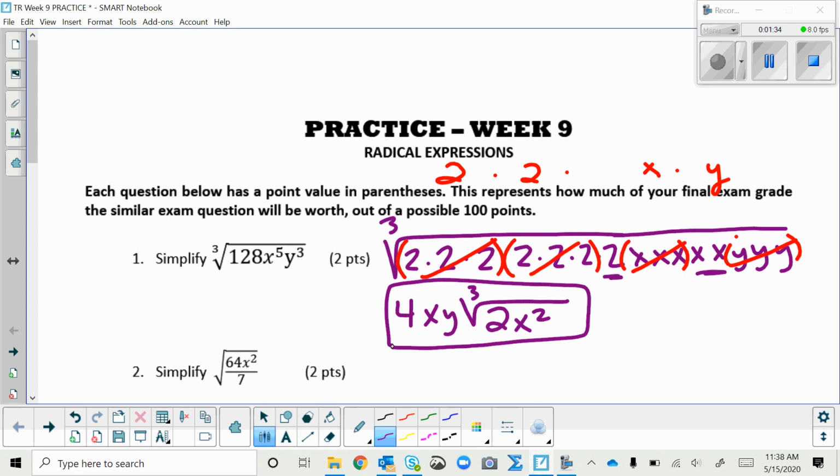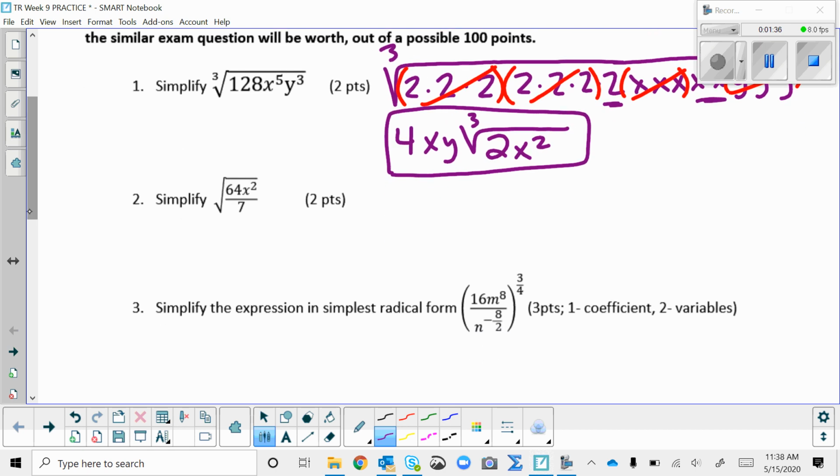On number 2, you're looking for anything that's a perfect square. So 64 is a perfect square, so you can pull that out as 8. And the square root of x squared is x. The 7 has to stay inside because it is not a perfect square. What you pull out, you multiply. So that's 8x. And then the square root of 7 on the bottom. And what do you put on top when everything gets simplified? You put a 1.